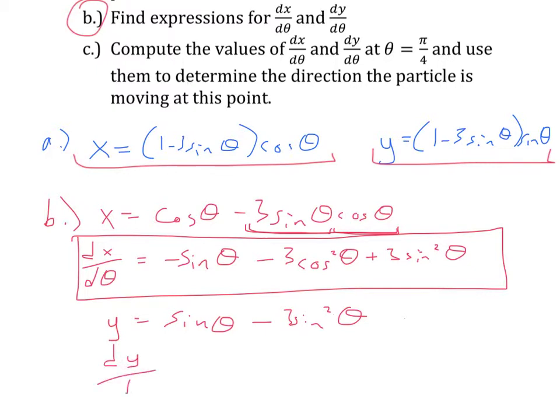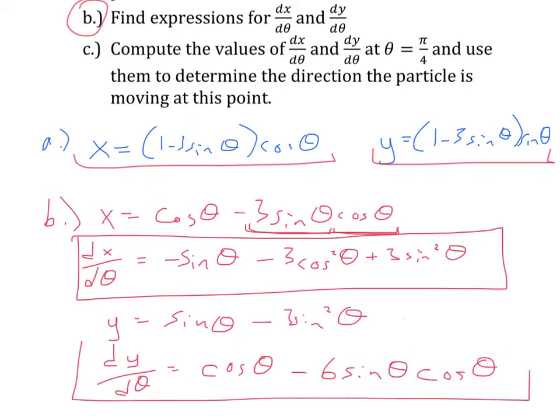So now our dy d theta will be cosine theta minus 6 sine theta times the derivative of sine theta, which will be cosine theta. And so here's my dy d theta. Keep in mind that right here we could factor a cosine out of this thing, and that could be valuable.